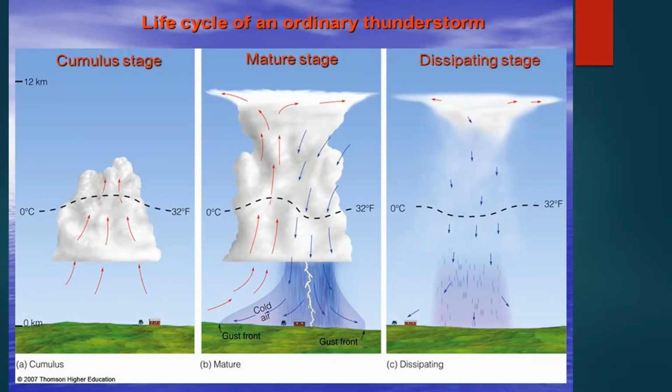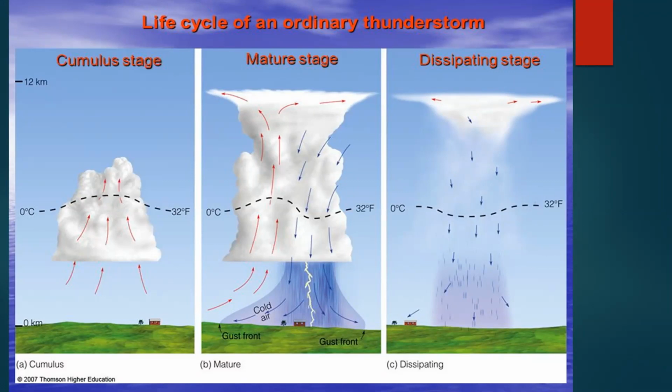Eventually what happens is you get precipitation which forms in the thunderstorm, and as it drops down it cools the air and that kills the updraft, and you end up with a dissipating stage. So that's a normal thunderstorm that would not tend to create hail or tornadoes in the more extreme case.